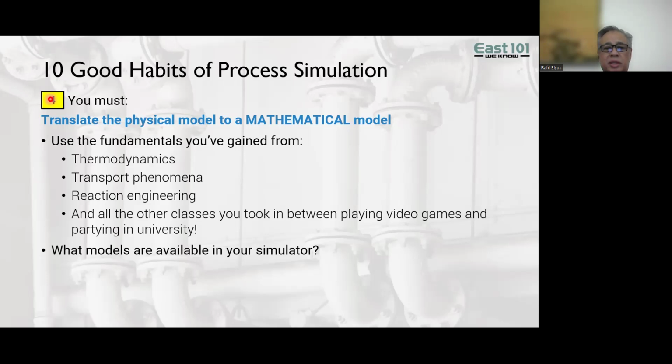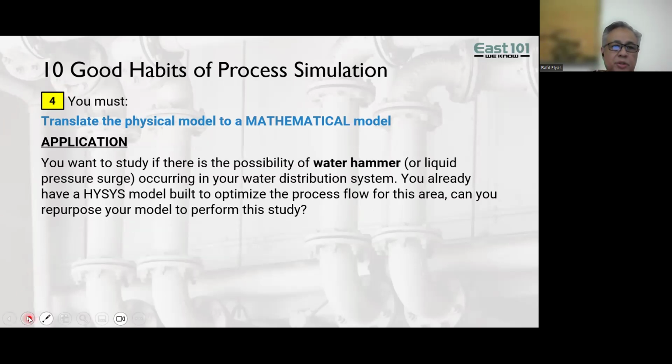Yeah. So this is important because ultimately, when you use a simulator, it's all mathematical models. You need to know what is being utilized in your simulator to make sure that you understand that the simulator will be able to execute whatever kind of computation you need. So here's a simple example.